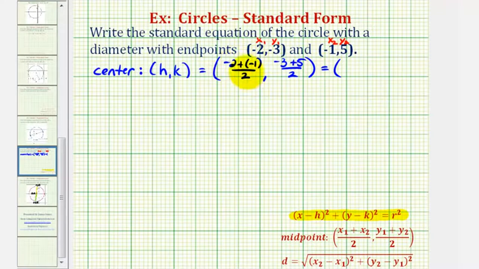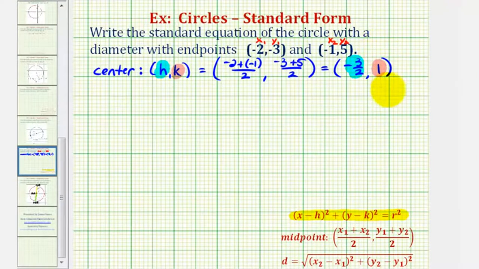Well, negative 3 divided by 2 is just negative 3 halves. And negative 3 plus 5 is 2. 2 divided by 2 is 1. So now we know that h is equal to negative 3 halves, and k is equal to positive 1.